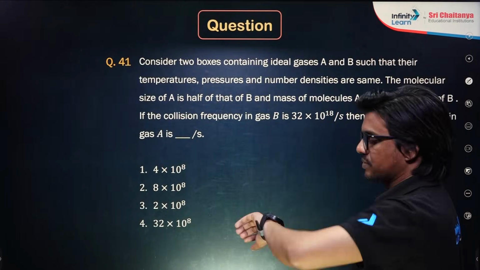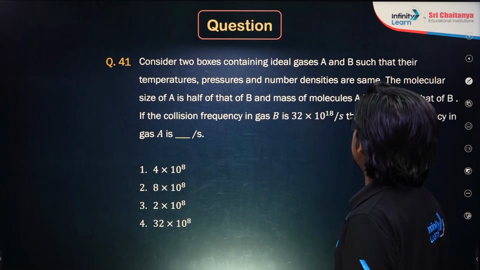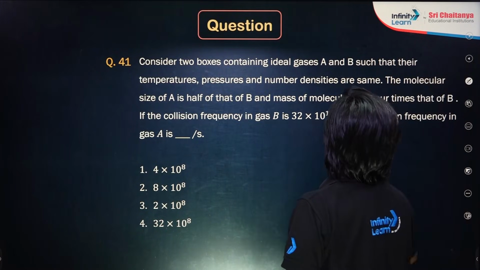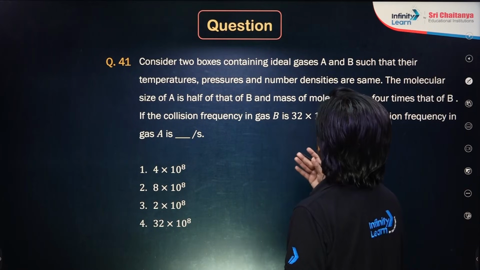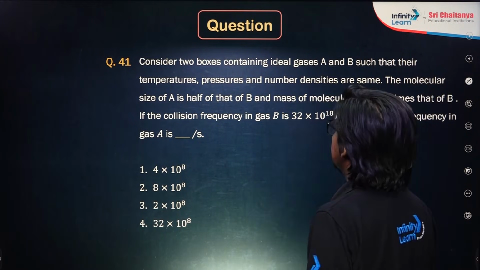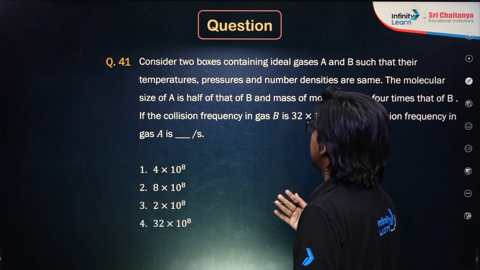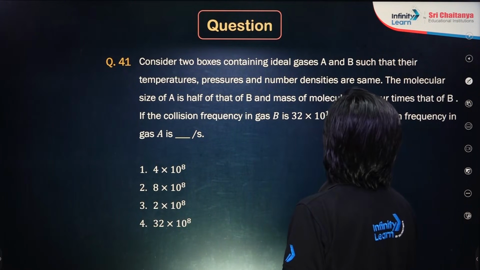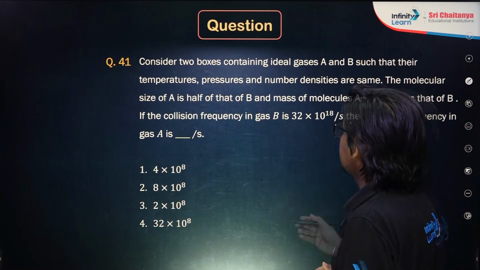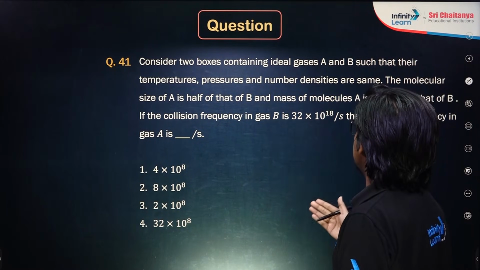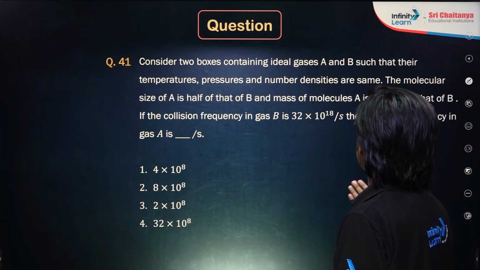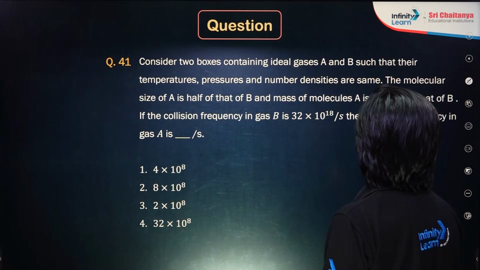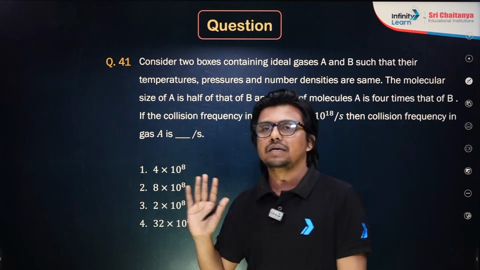Now let's take the next one. Consider two boxes containing ideal gases A and B such that their temperatures, pressure and number densities are the same. The molecular size of A is half of that of B and the mass of molecules is 4 times that of B. If the collision frequency in gas B is 32 into 10 raised to the power 18 per second, then what is the collision frequency in gas A?